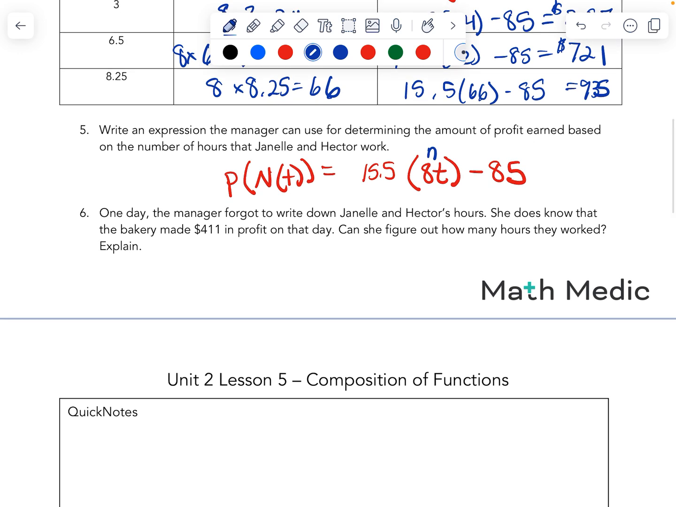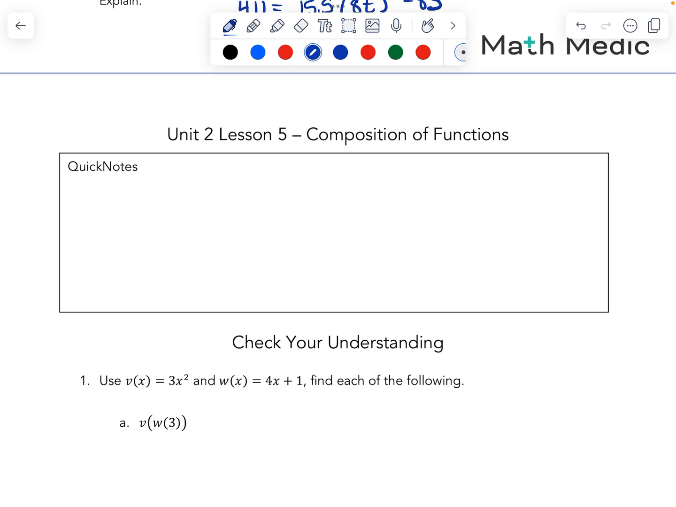So one day the manager forgot to write down Janelle and Hector's hours. She does not know how many hours they worked, but they made $411 profit. So we need 411 equals 15.5 times 8t minus 85. And then we could solve this equation. So today what we're looking at is the composition of functions. So what this means is we knew the hours that they worked and figured out the pies and put it in our profit. We're taking one function and putting it in another.